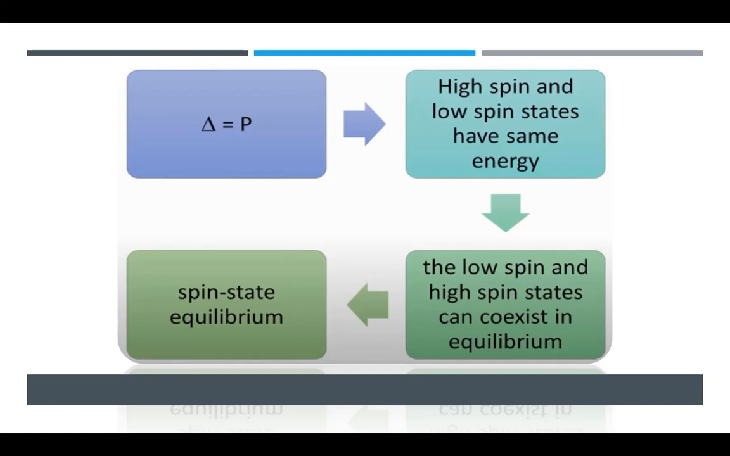Further, in an octahedral field, if the energy of the two spin states is the same, or nearly the same, the low spin and high spin states can coexist in equilibrium. This phenomenon is referred to as spin state equilibrium. That means the magnetic moment for these complexes will be anomalous.